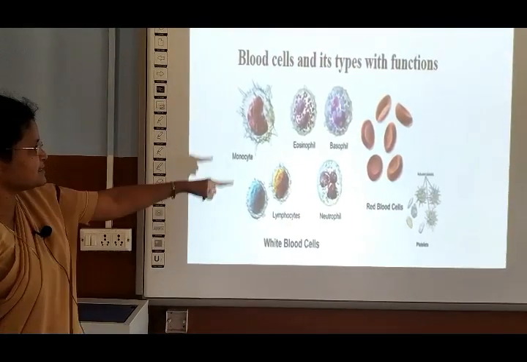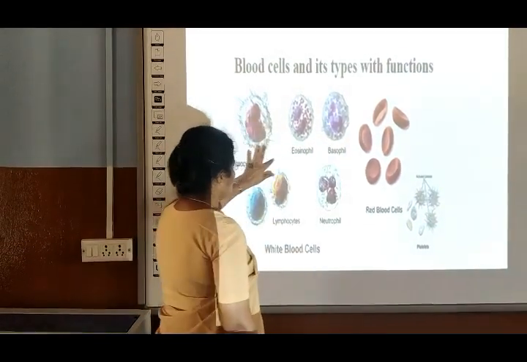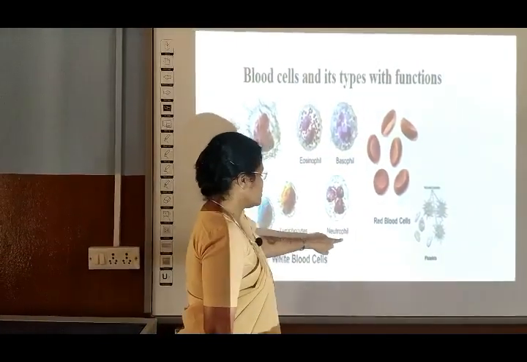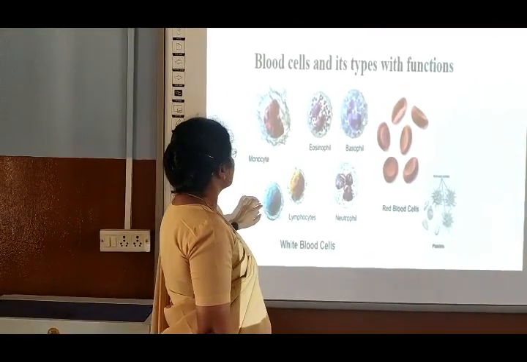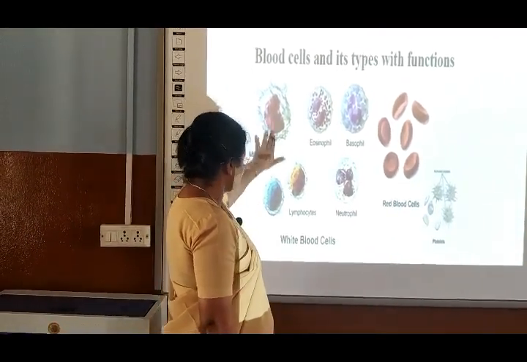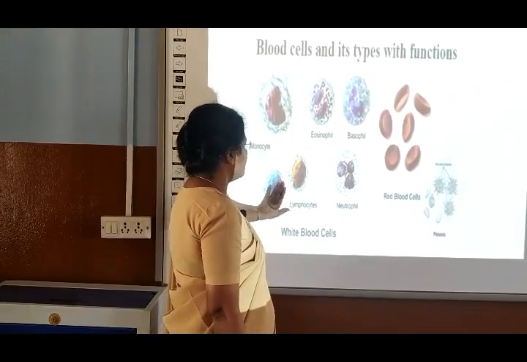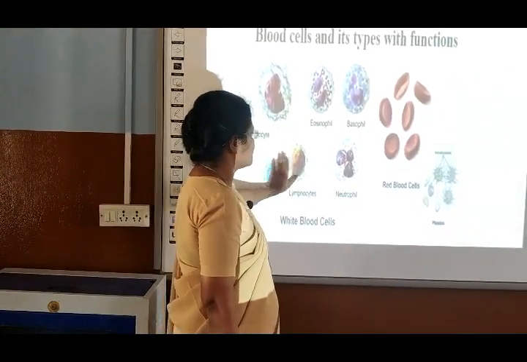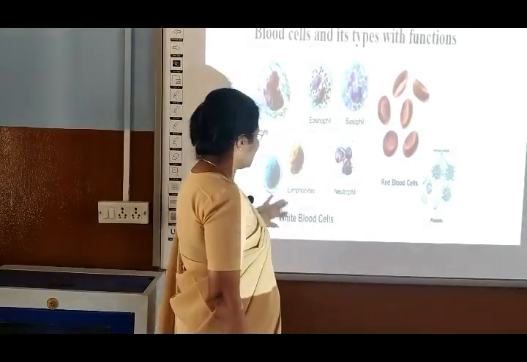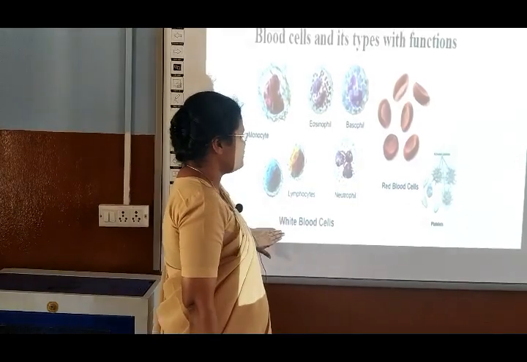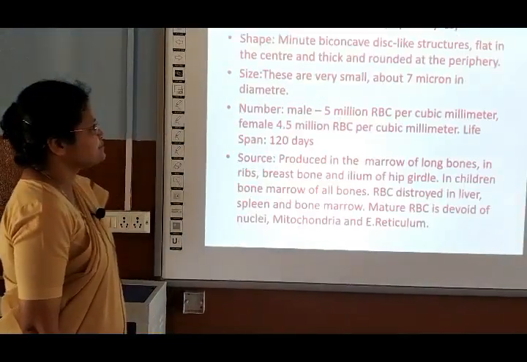Now these are the blood cells. Look at the blood. These three belong to your granulocytes. These two belong to your agranulocytes, your monocytes and lymphocytes. These two are your agranulocytes. 1, 2, 3, they are your granulocytes, collectively comprising your white blood cells. And you have the RBC and the blood platelets.